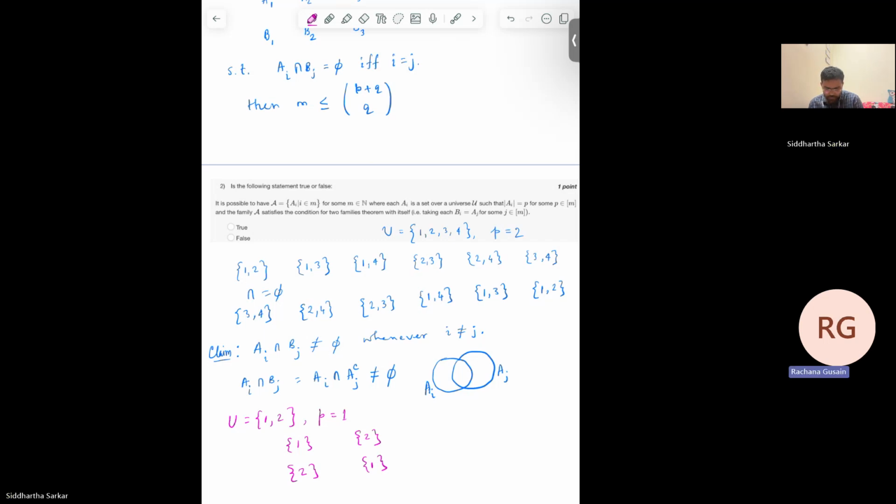I think basically you take all possible P subsets and the corresponding complement of each set. Not all possible P. P is basically the universe size divided by 2. So therefore the universe size should be even for this formula to work.